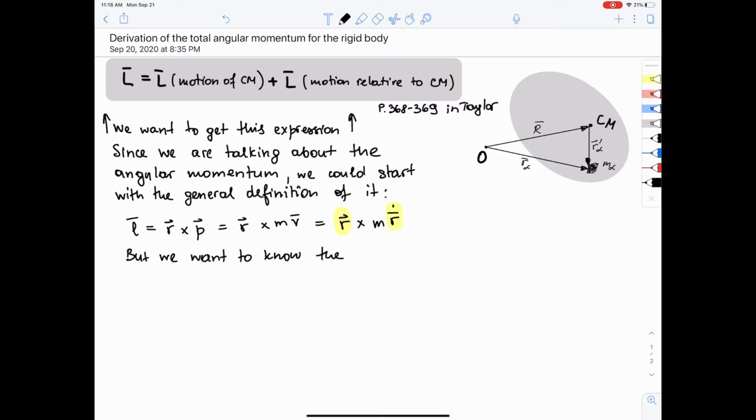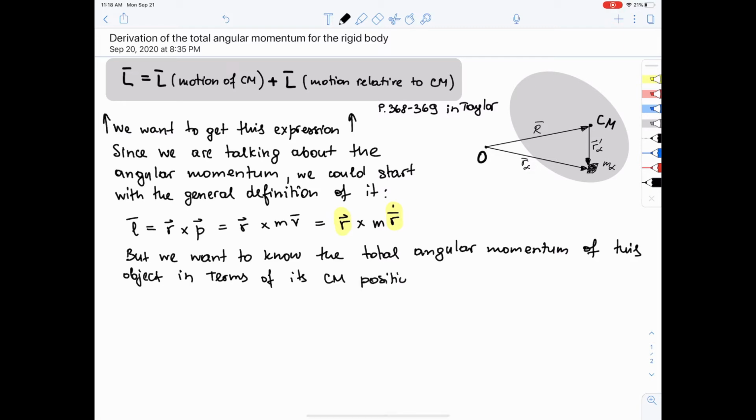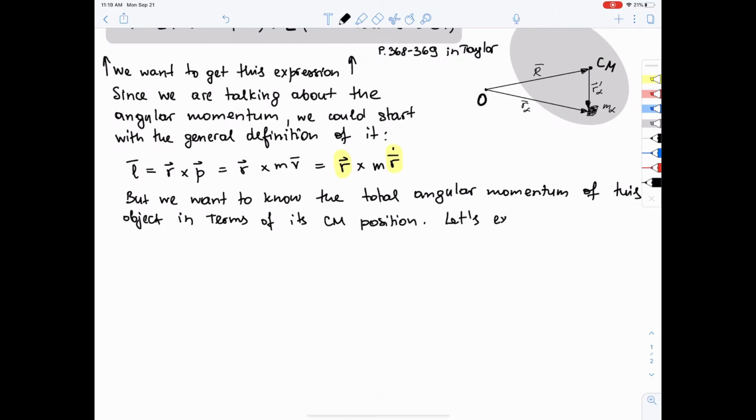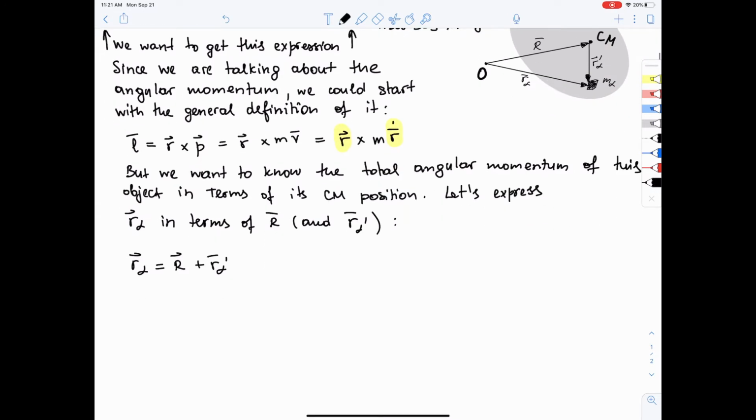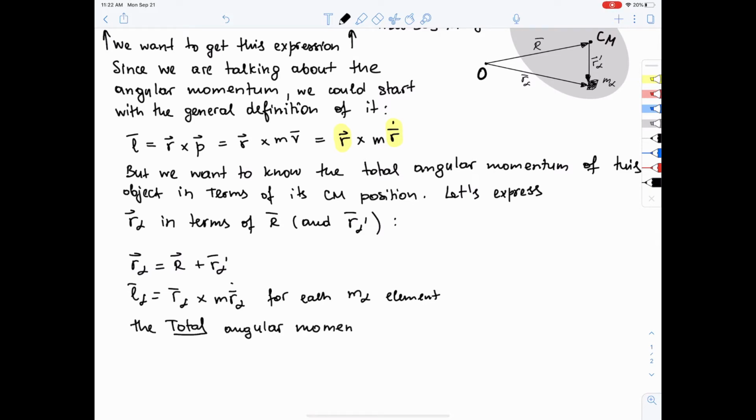So now we want to figure out the linear momentum in terms of the position vector capital R of the center of mass, because we can think of that object as if its whole mass were concentrated at the center of mass. Then the motion can be described as the motion of a single particle, basically. Let's start by expressing this general vector r, or in our case r sub alpha, in terms of the capital R. So this will be r sub alpha equals capital R plus r alpha prime.